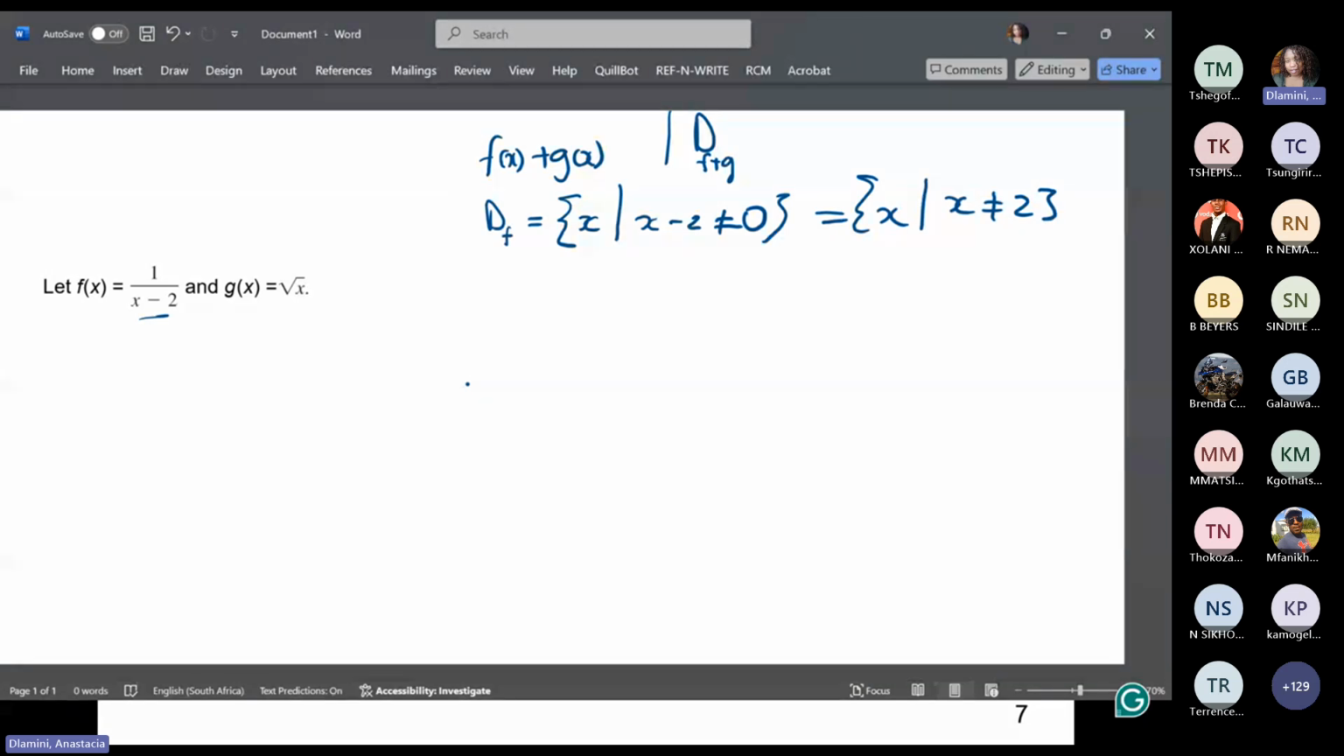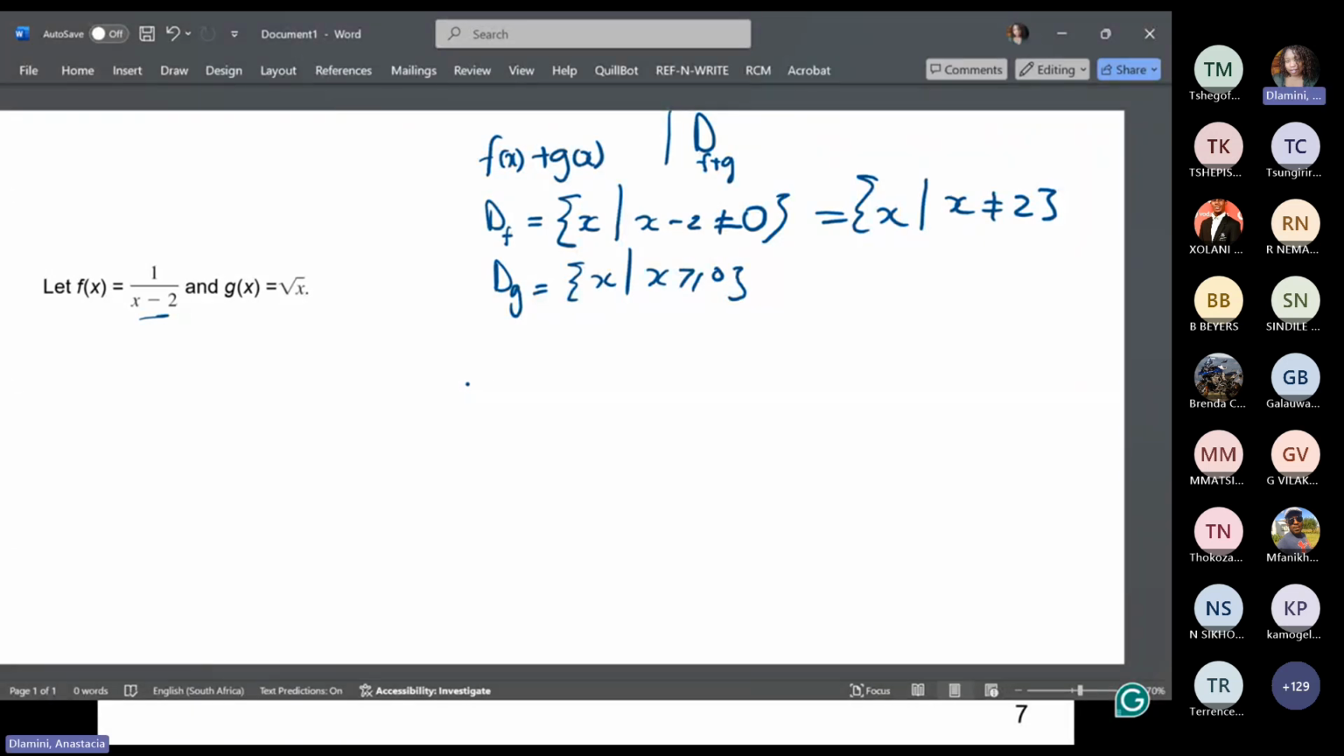Now, what is the domain of g of x? x is greater than or equal to 0. Thank you. So we said that the domain is x such that everything under the square root should be greater than or equal to 0, because if you take the square root of a negative number, then it's undefined. So x should be greater than or equal to 0. So those are the two domains.